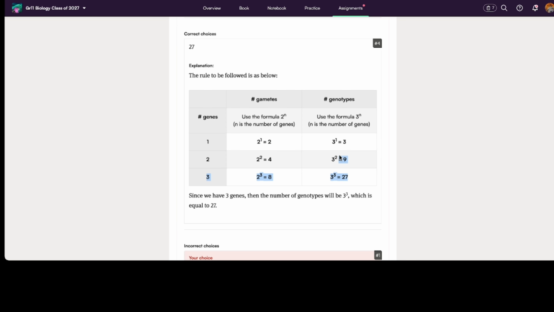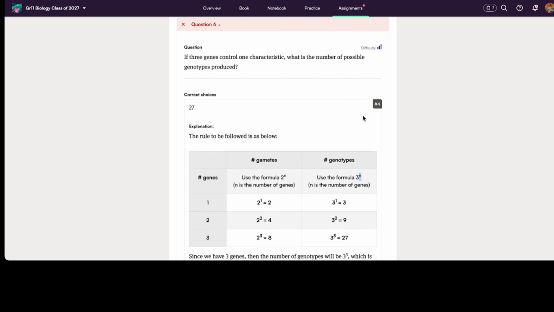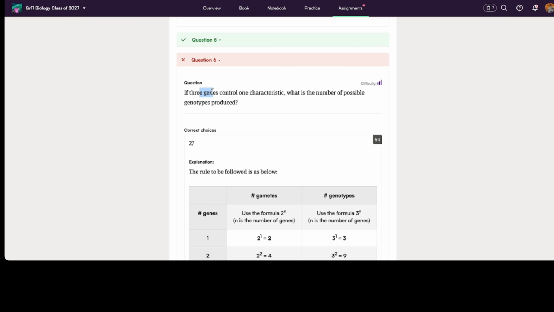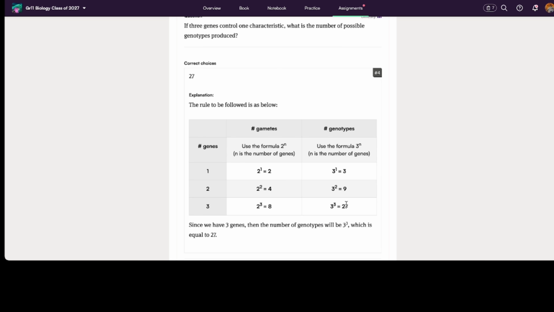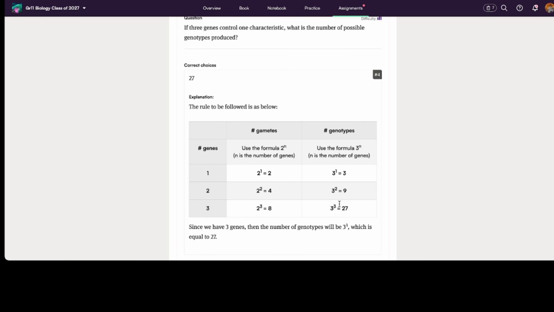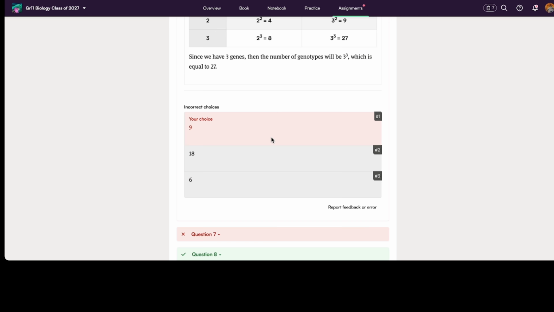But this is a formula you want to use. If there is n amount of genes, like here, it's 3 genes, one characteristic. So you use this formula with 3, and the correct answer is 27. I didn't know that when I was doing it.